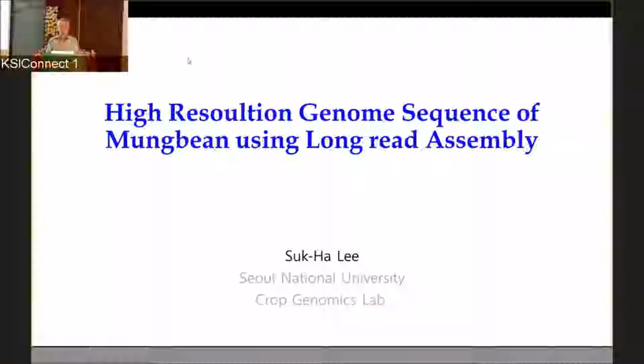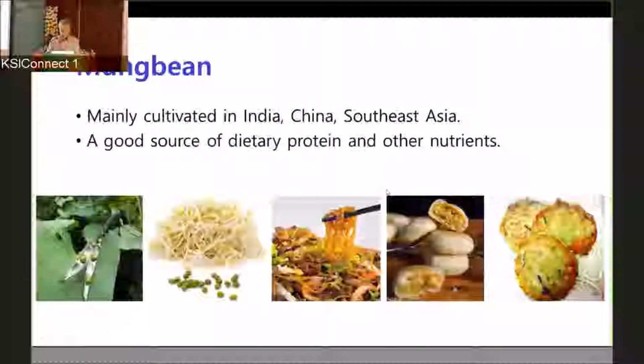Let me introduce briefly about mungbean crops. You may know mungbean very well, but mungbean is a legume crop, mainly grown in India, China, Southeastern Asia, including Myanmar, Cambodia, Vietnam, Thailand, and Indonesia. And India is the first producer of the mungbean in the world. Second is China. And the mungbean is a good source of dietary protein and other nutrients.